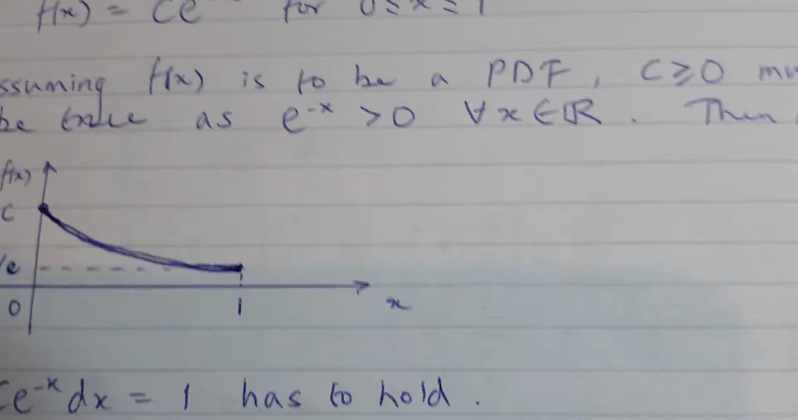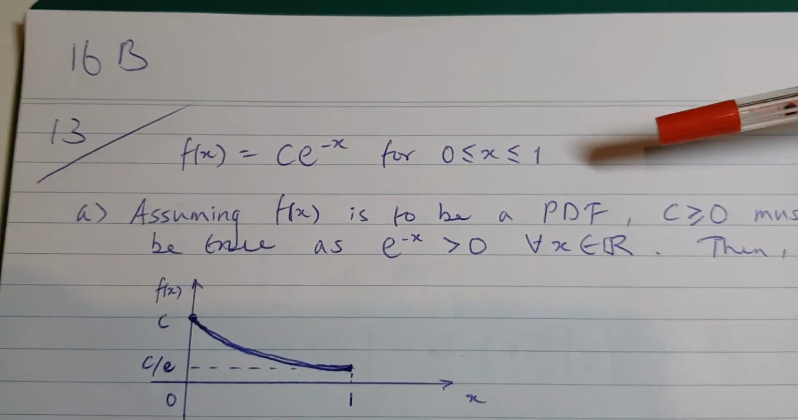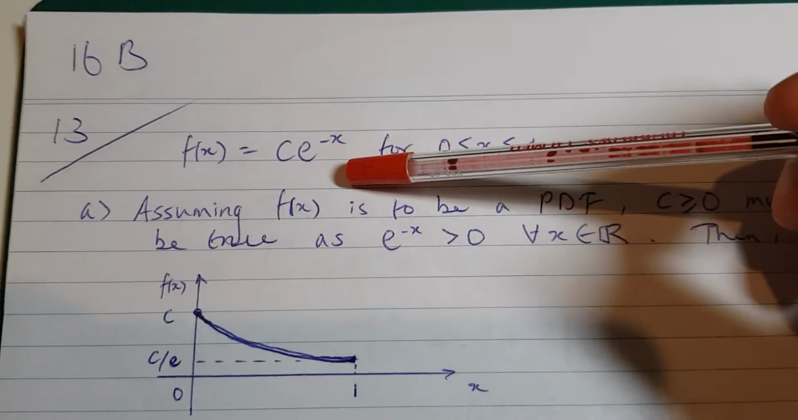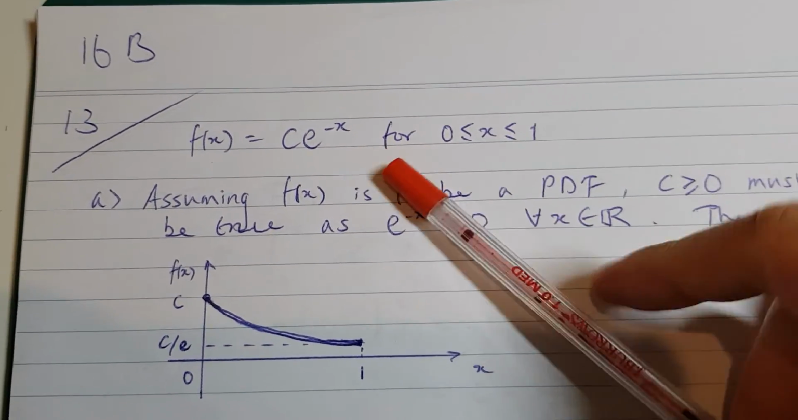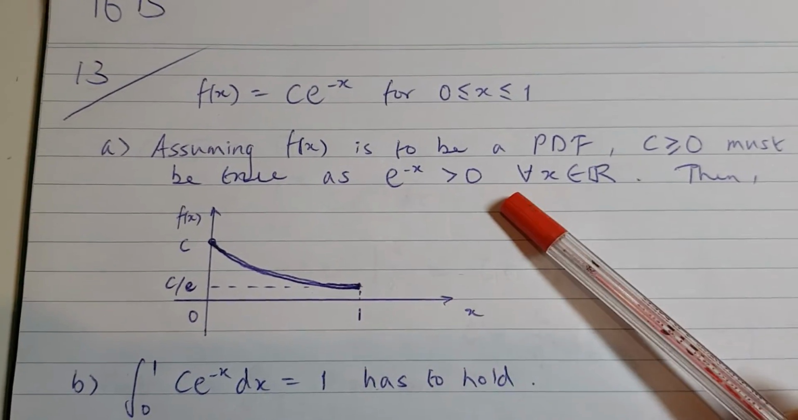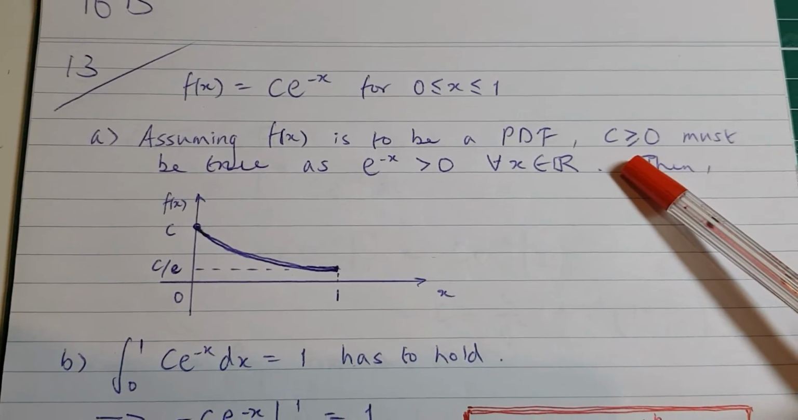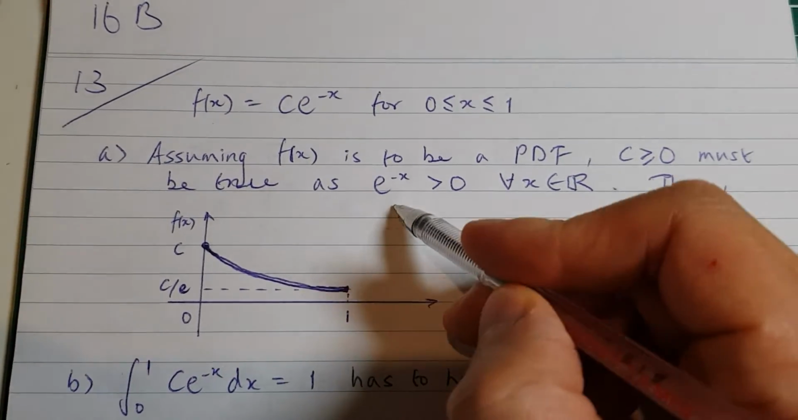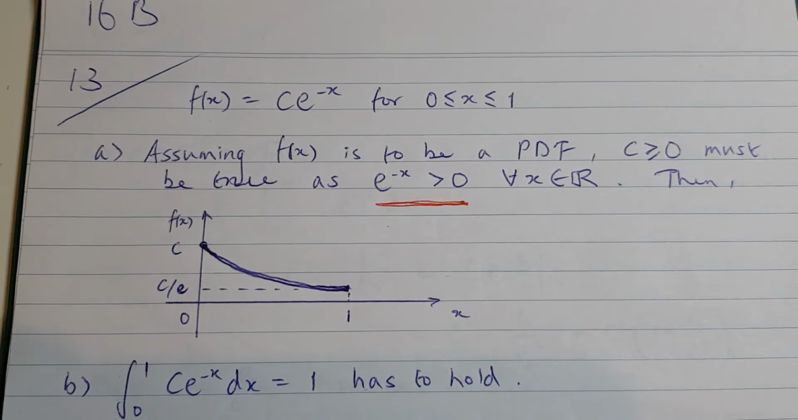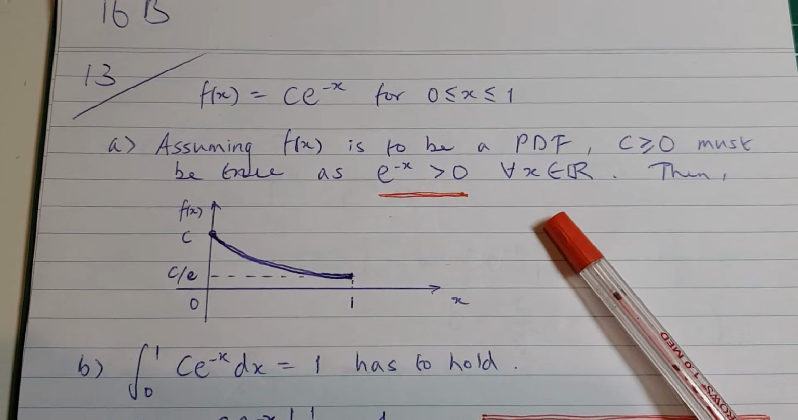Okay, so very first question. So again, I've rewritten the frequency function. So that's that one, that's the given domain. Now, assuming f of x is to be a PDF in part B, we're just going to assume that C has to be positive because of that reasoning. Okay, exponential function, whether it's an e to the x or e to the minus x, is always going to be positive for all values of x.